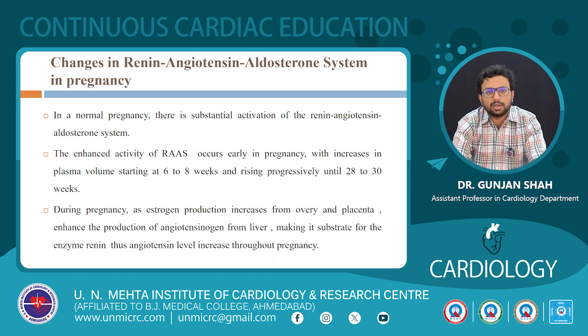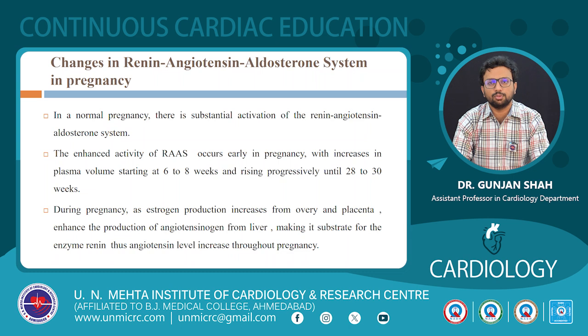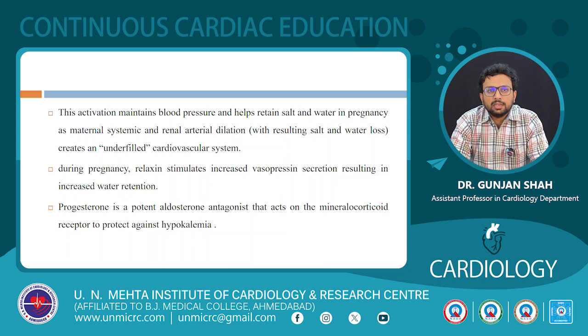During pregnancy, as estrogen production increases from the ovary and placenta, it enhances the production of angiotensinogen from the liver, making it a substrate for the enzyme renin, which leads to an increase in angiotensin level. But remember that there is a decrease in angiotensin sensitivity. This activation maintains blood pressure and helps retain salt and water in pregnancy, as maternal systemic and renal arterial dilatation creates a relatively underfilled cardiovascular system.